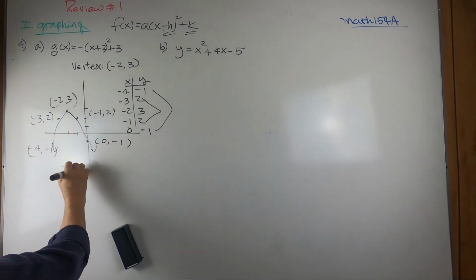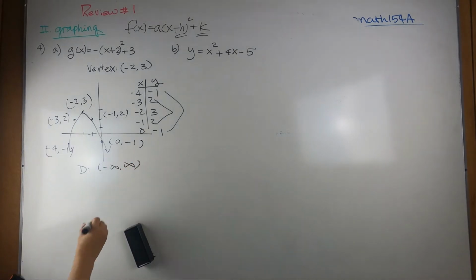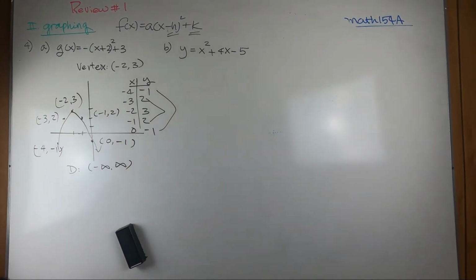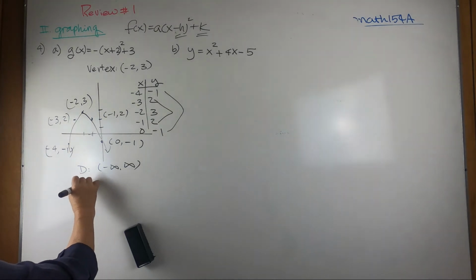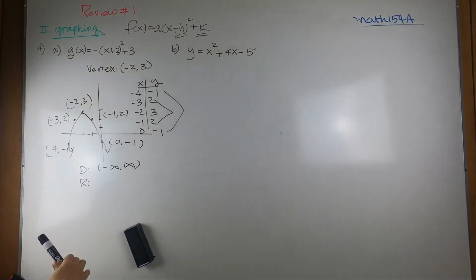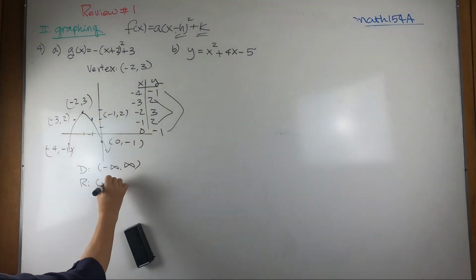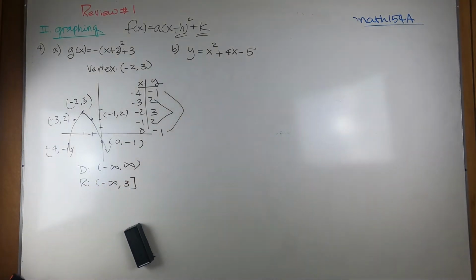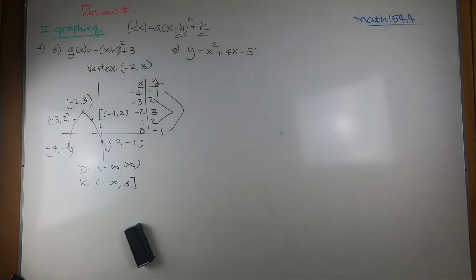So what's your domain? Left and right. -infinity and infinity. No restrictions, right? Not a fraction, not a radical. So range would be up and down, up to where? 3, right? So from -infinity all the way to 3 inclusive. So you use bracket. That's how we do. Right?